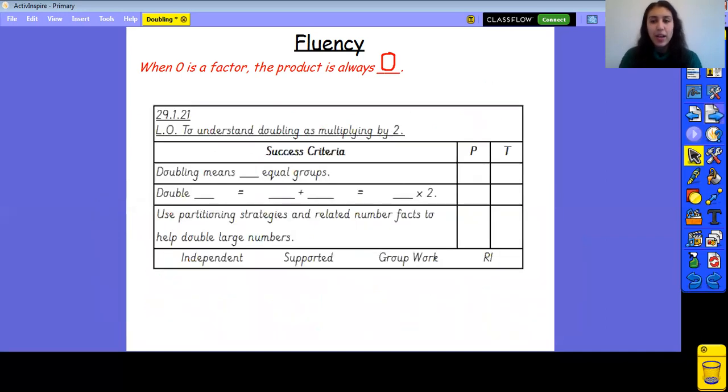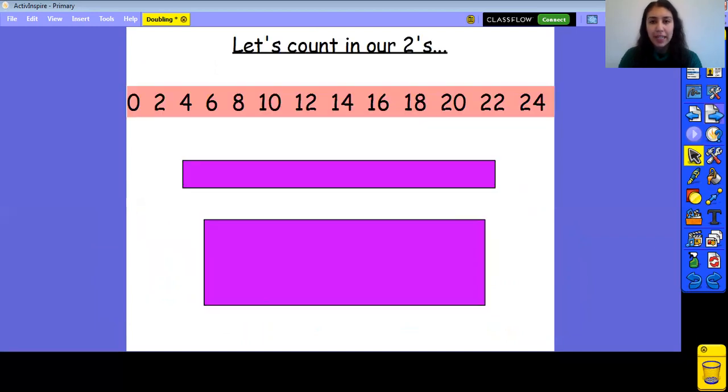Super. So today we are going to be looking at doubling. So what we're going to do is warm up by counting in our 2s, and I'm going to point with the mouse and we're going to count along in our 2s.